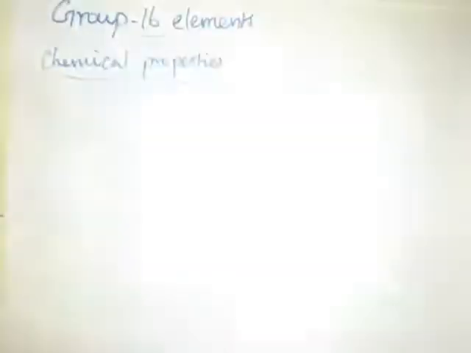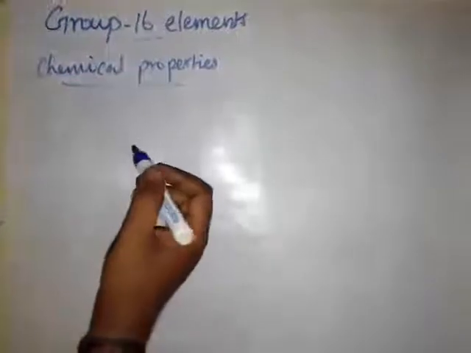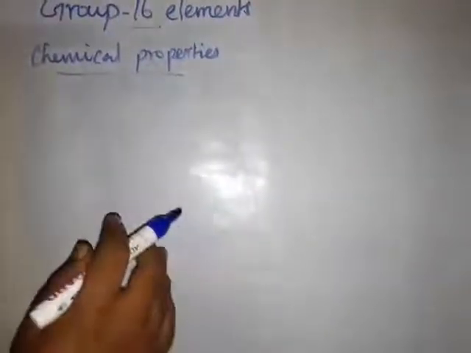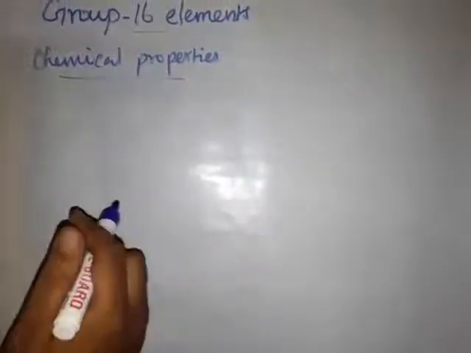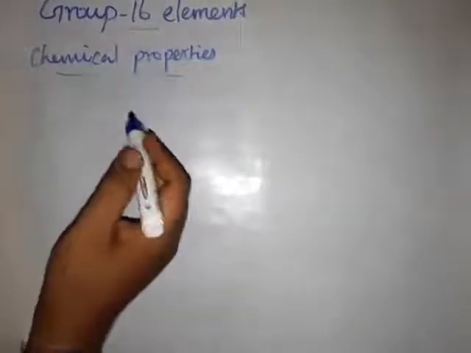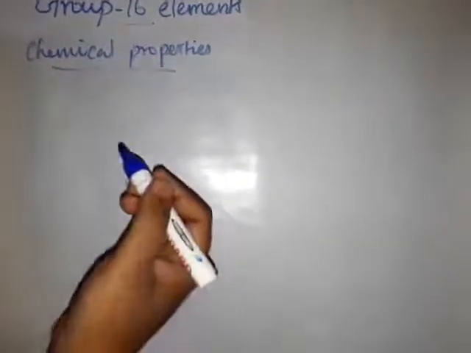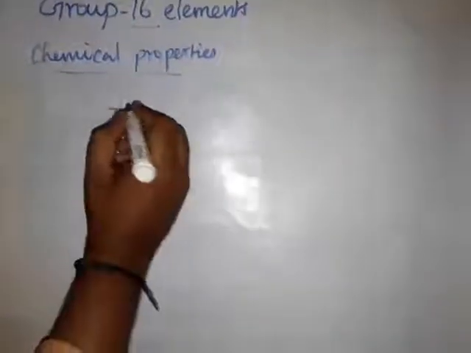Then the chemical properties. Here we mainly discuss the oxidation state or oxidation number. Group 16 elements show variable oxidation states, mainly the stability of the -2 oxidation state.